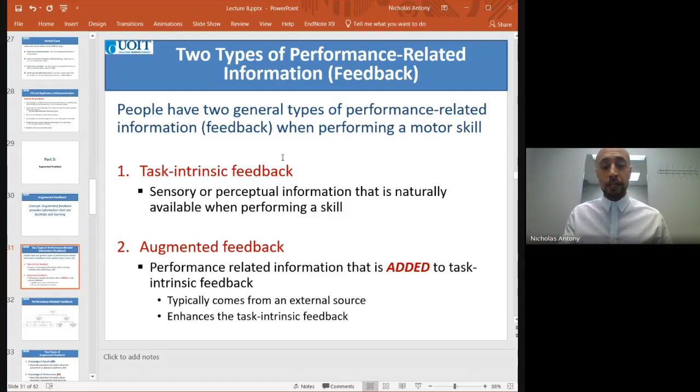There could be task intrinsic feedback, which is the normal sensory or perceptual information that your body is naturally perceiving when performing the motor skill. And then there's augmented feedback. Augmented meaning it's added, like it's additional. So it's additional feedback added to the motor skill that is separate from what is naturally provided through your body. So it enhances task intrinsic feedback.